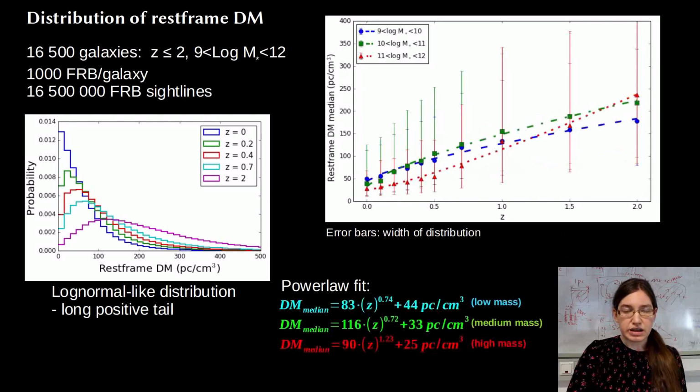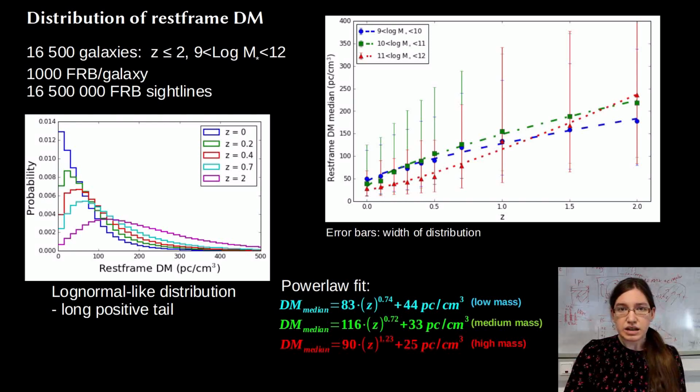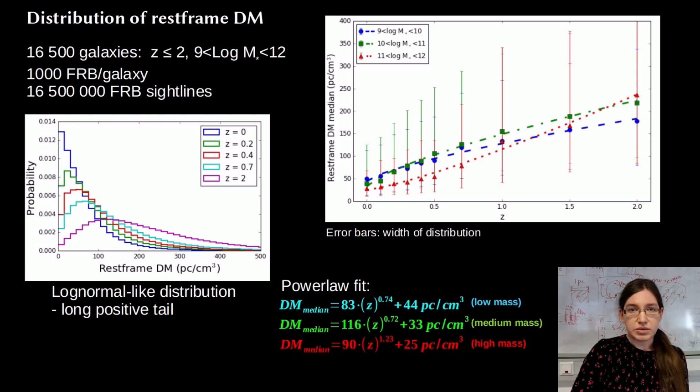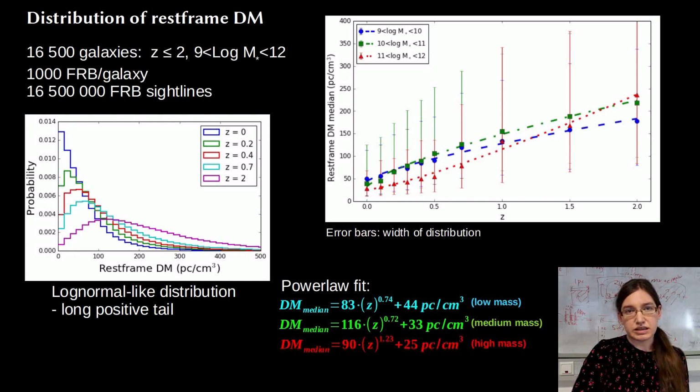If we separate the galaxies by their stellar mass, we see that the DM increases with stellar mass too, except for very massive galaxies where the median DM is lower than for the others. These galaxies can be large ellipticals with a low star formation rate and low electron densities.